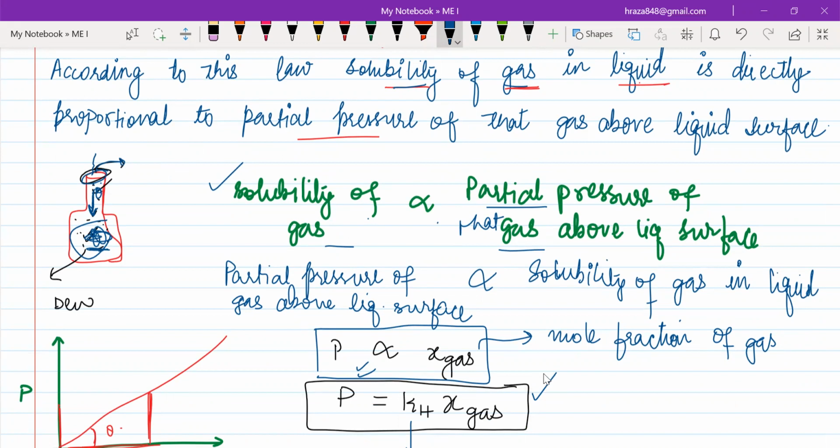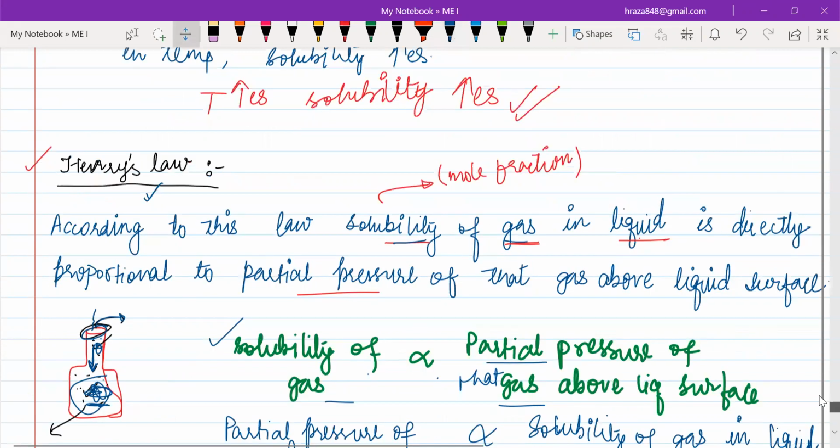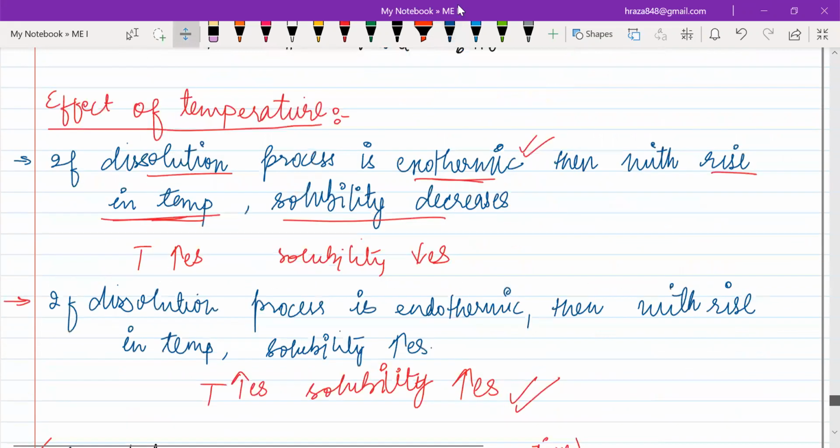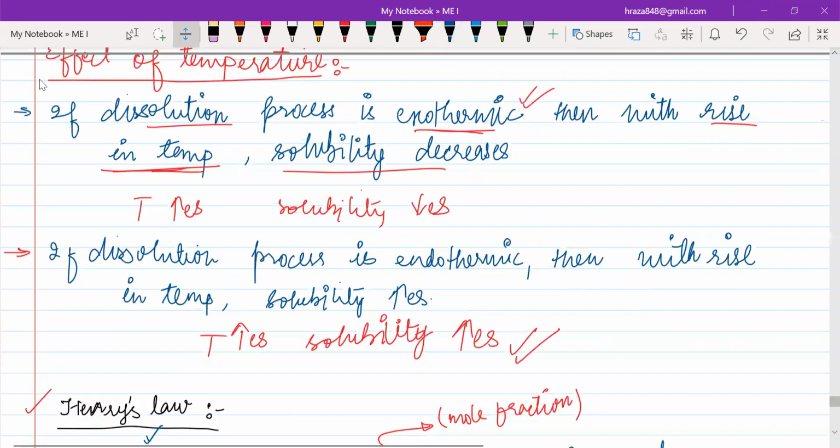Sir, in exams, this question is very common to ask in the context of Henry's law: why do fishes prefer cold water over hot water? We will come to that. Don't worry. This question will be solved, and I will be asking the same question. It is based upon the last concept that we have studied, the effect of temperature.